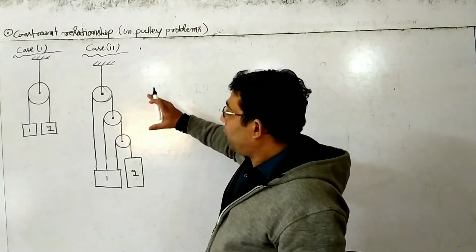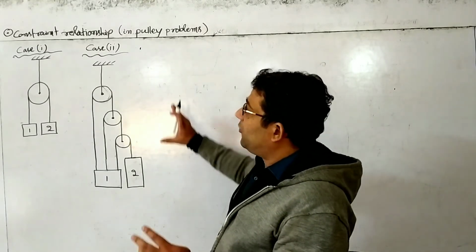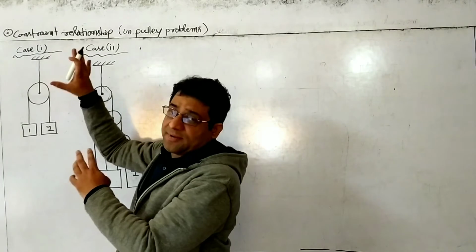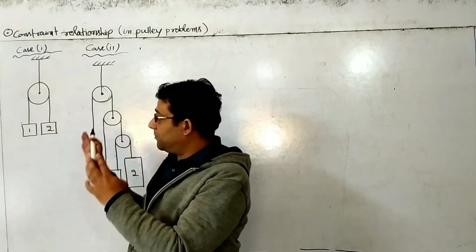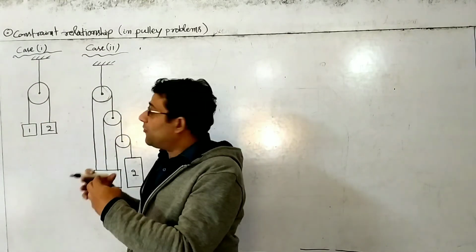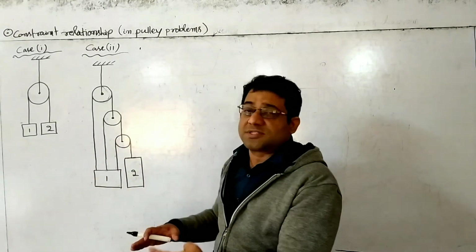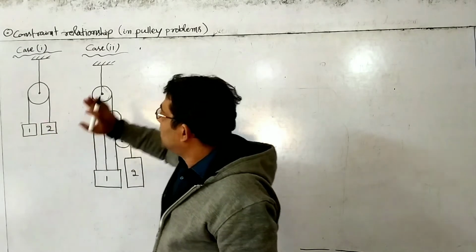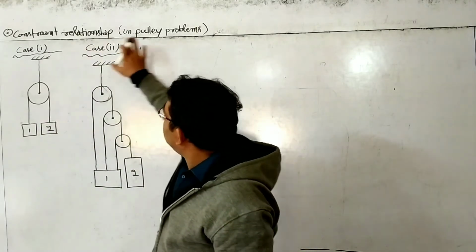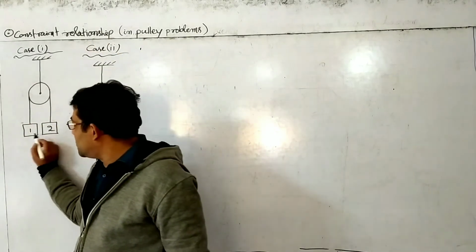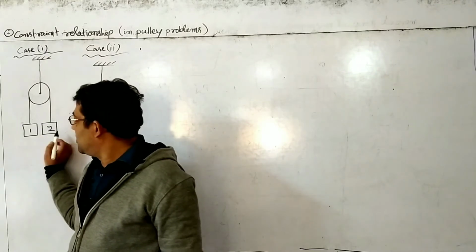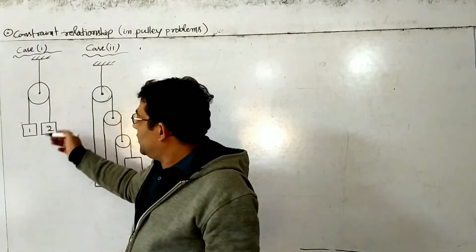So before solving, if we can find out the relationship between acceleration and tension etc. from the beginning, then forming equations using Newton's second law and solving those equations becomes very easy. First, let's take up the first case, a constraint relationship. Here we are going to find out the relationship between the accelerations of the two blocks, and there is only one tension.